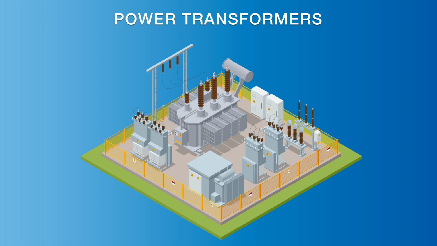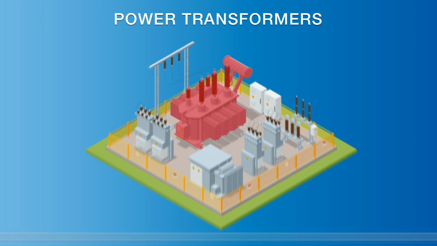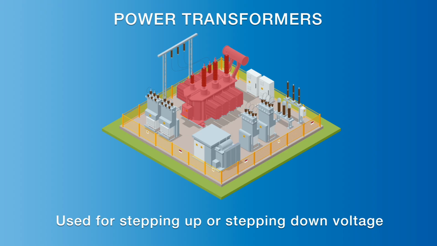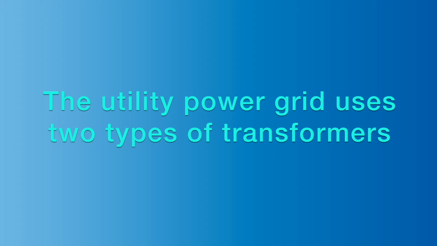Power transformers are used throughout the utility grid's electrical distribution system. They're used for stepping up or stepping down the voltage. Both types follow the same electrical principles to increase or decrease the electrical voltage distributed. The utility power grid uses two types of transformers.